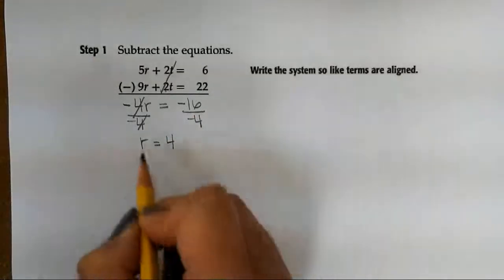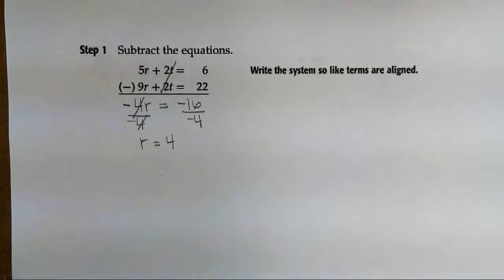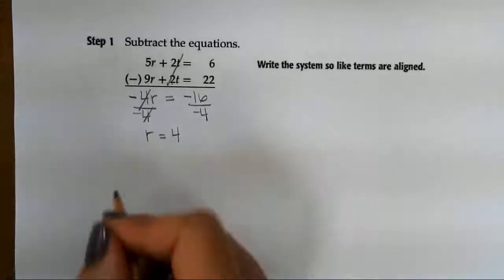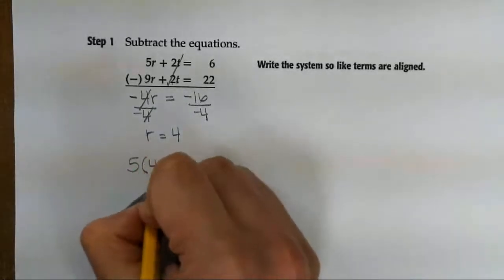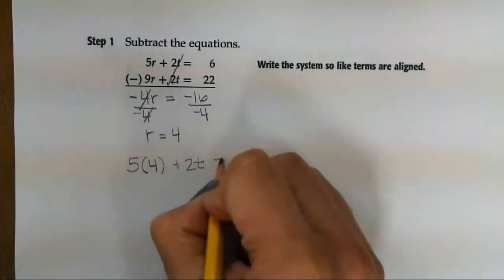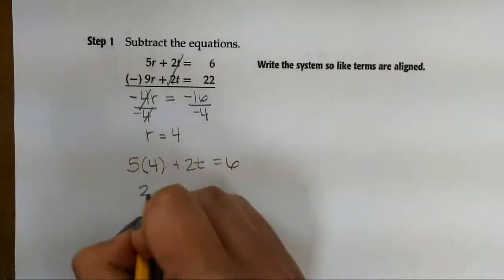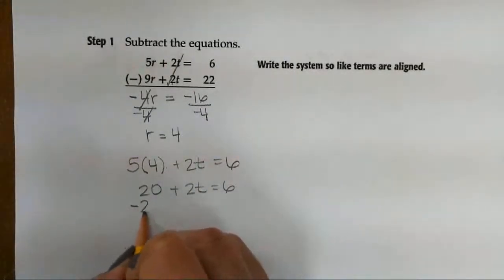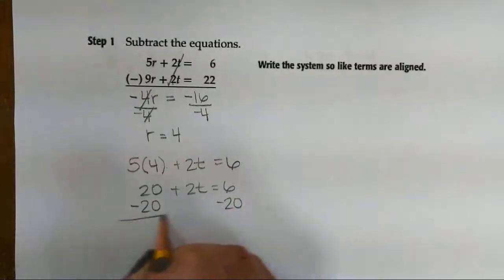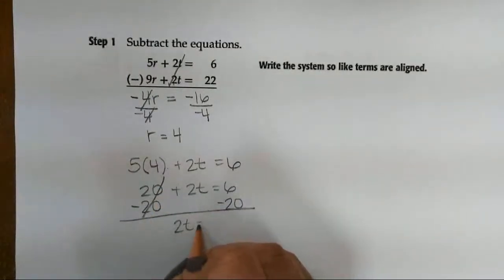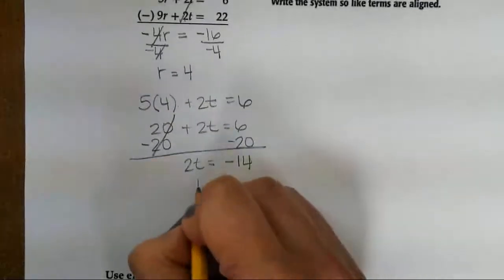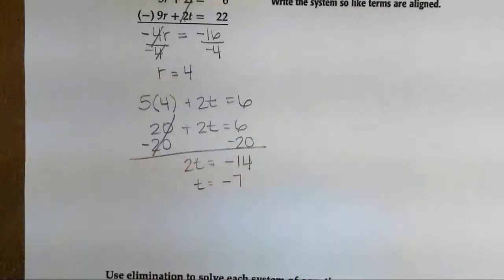Next, you want to go ahead and substitute that 4 back into your original equation. It doesn't really matter which one you do. I'm going to do the top one because it's smaller numbers. So I've got 5 times 4 plus 2 times t equals 6. This gives me 20 plus 2t. Subtract 20 from both sides, and you get 2t equals negative 14. Divide by 2, you get your t is equal to negative 7.